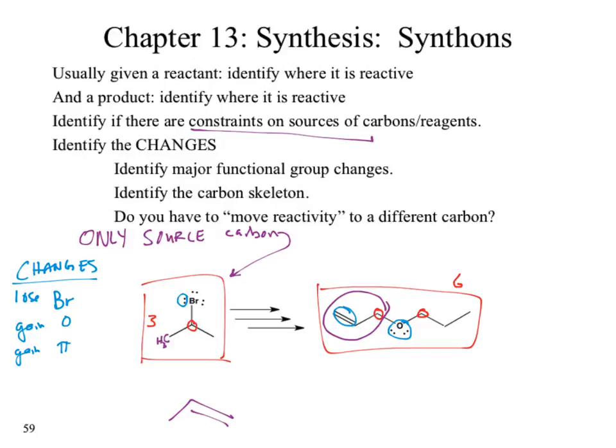Last big one, do you have to move reactivity? And we actually already talked about this. As Jennifer pointed out, the bromine reactivity in our starting material is in the middle. If we look to our product, our reactive carbons are primarily at the ends. Okay? So we have to come up with ways to shift that reactivity around. That is likely going to be done through a double bond. Okay? Questions about that?